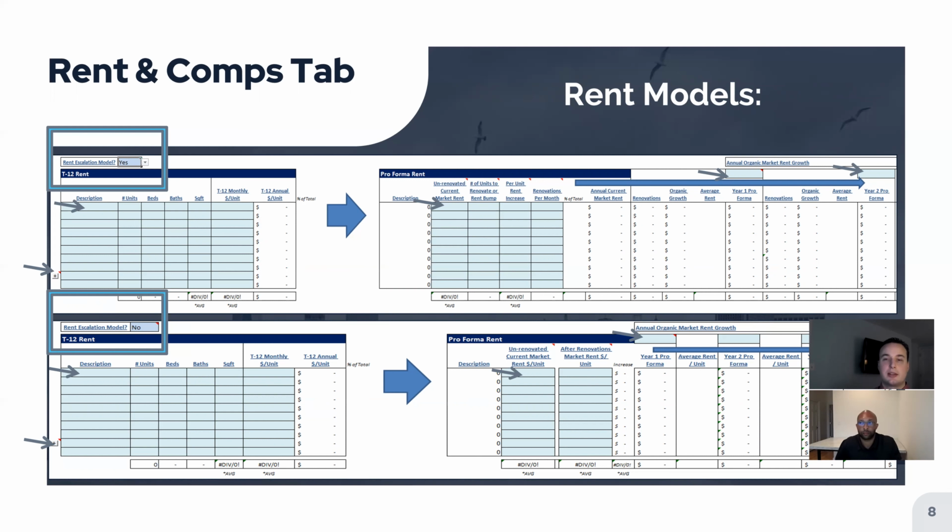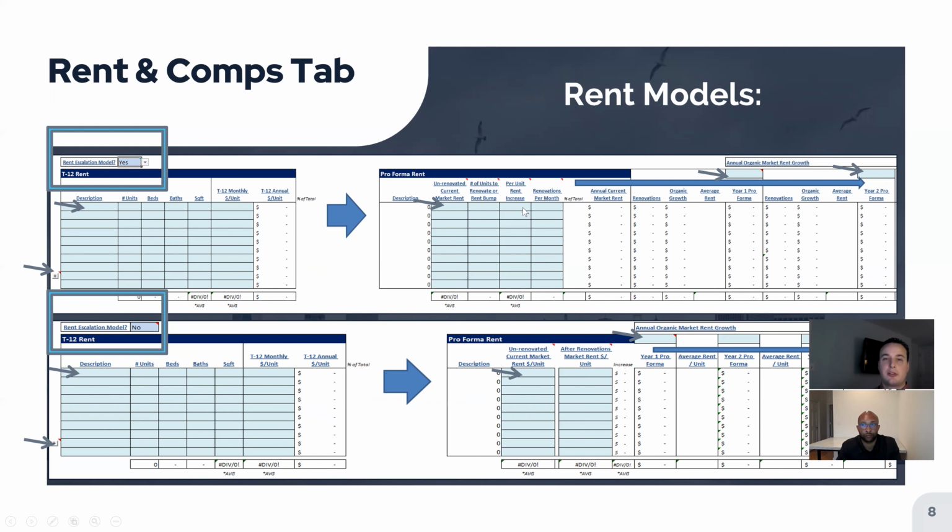So if you didn't do anything to these units, what is the market rent for them right now? And then we kind of talked about how many units you are going to increase the rent for. That could be due to renovations or just rent bumps, right? You're just increasing rents because you think the area can support it. And then you enter your per unit rent increase.